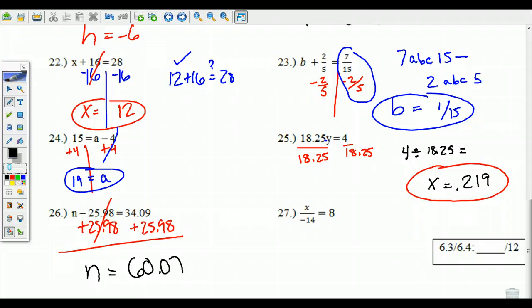And in number 27, the last equation here, to solve this, it's division by negative 14. So the opposite of that is multiplying by negative 14. So we get an answer of x is equal to negative 112.